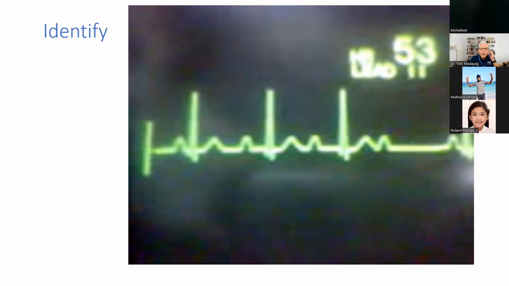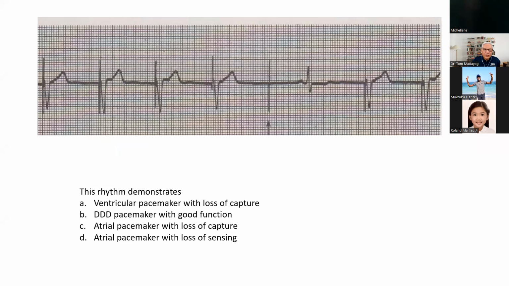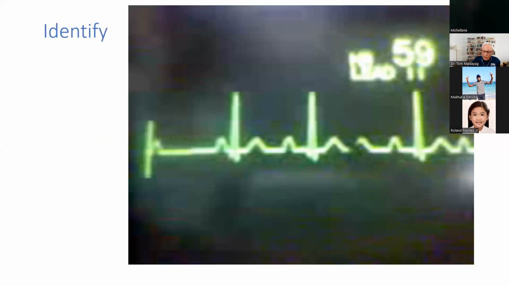All right, could you please type your answer in the chat box? What are your answers? Okay. So I like the answer that says missing QRS. So let's play it again. Sorry about that. And make sure that you identify the missing QRS complex.